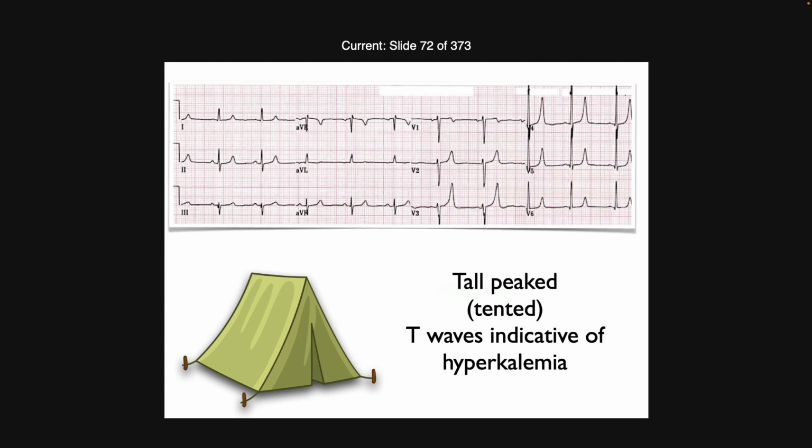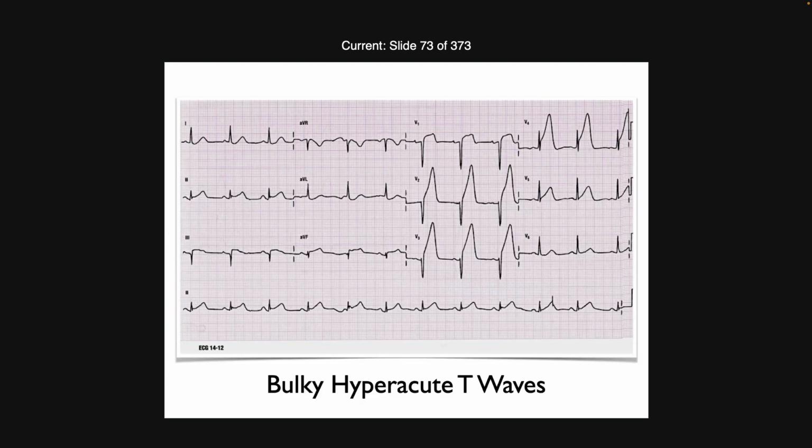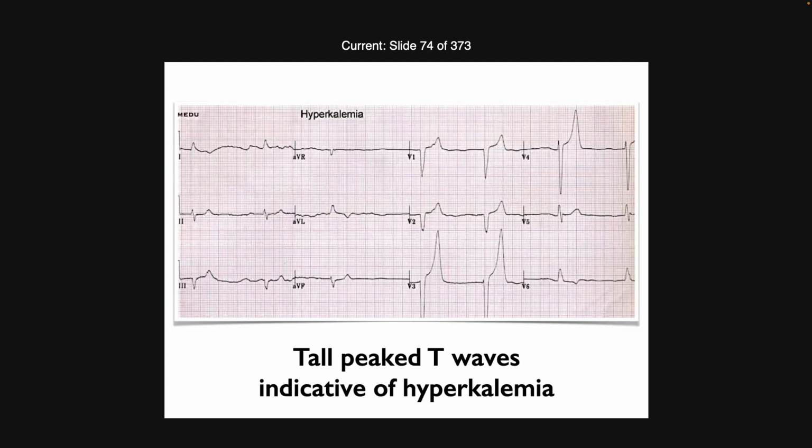So compare this to this. You wouldn't really want to sit on these either, but you can see how bulky they are. Bulky is always the term used with hyperacute. Again, here's more hyperkalemia. By the way, there's plenty of hyperkalemic patients who don't have peaked T waves. If you see it, it tends to indicate hyperkalemia. If you don't see it, you don't say, you're fine, go home, you don't have hyperkalemia.